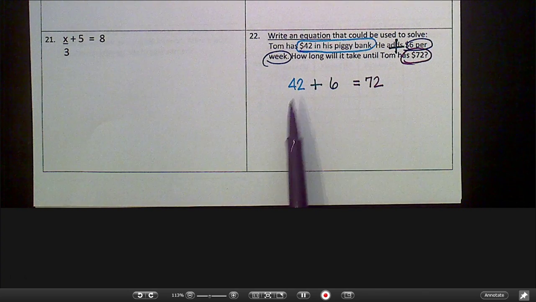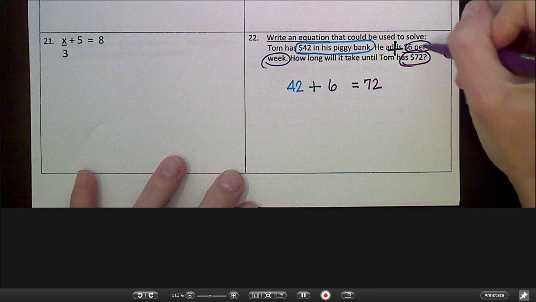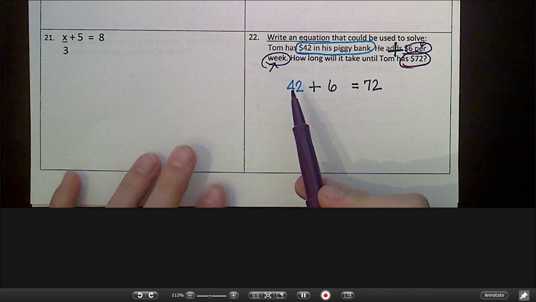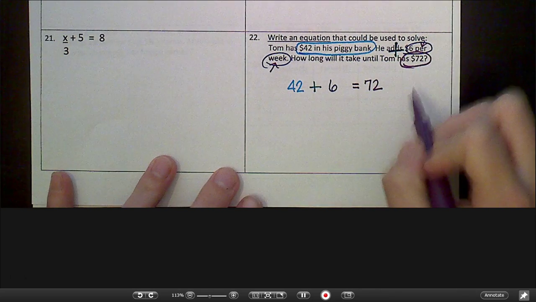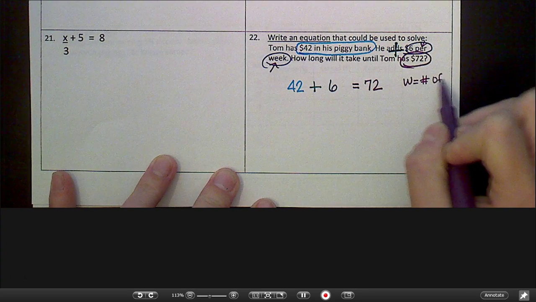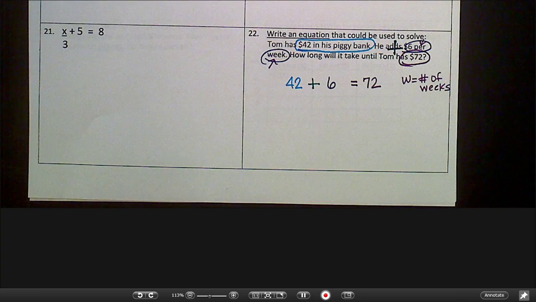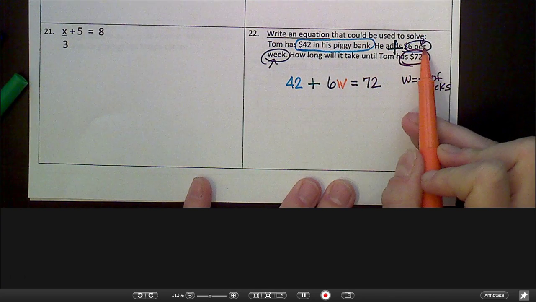Now, here's what I want to look at. If you wrote this, does 42 plus 6 give us 72? No, it does not. So we know that this per week means something. Do we know how many weeks it is? No. So we're going to give the number of weeks a letter. That letter, we're going to use W because it's $6 every week.